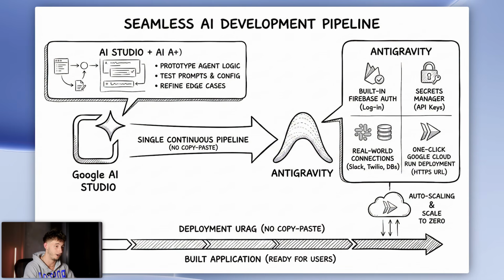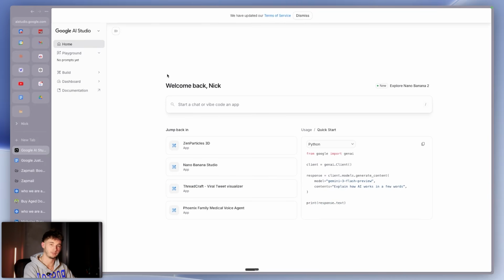And this build mode itself has gotten a quite serious set of new features. It has a built-in authentication tied to Firebase so that users can log in without you writing a single line of auth code. A secrets manager for your API keys. You get direct connections to real-world services like Slack, Twilio, and other databases, and they are all configurable right inside of the Studio. Beyond that, you have one-click deployment to Google Cloud Run, which gives you a live HTTPS URL, automated scaling, and scale to zero billing, which means that you only pay when the app is actually being used.